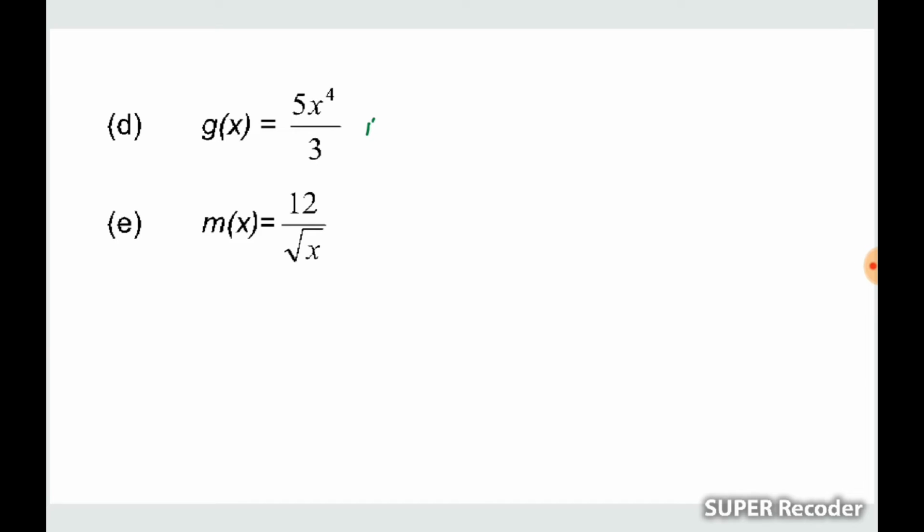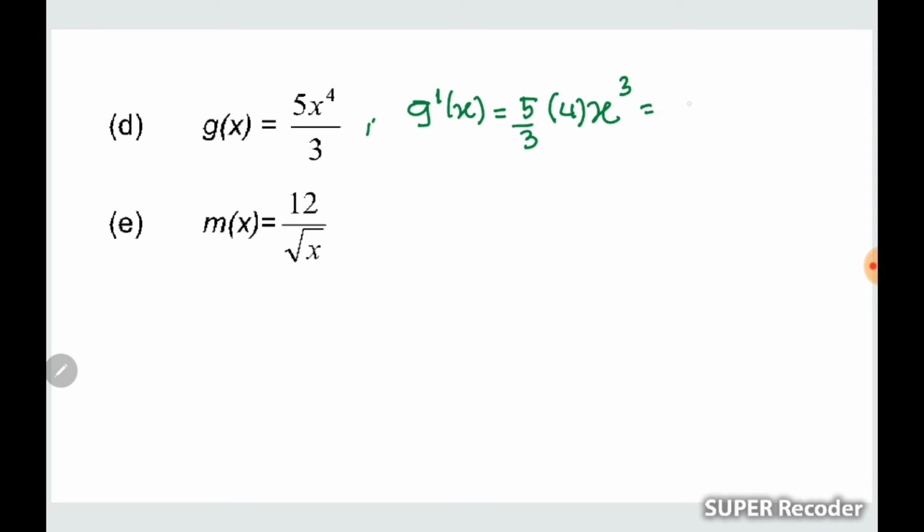D, given g(x) equals 5 over 3 x to the power of 4. So what is g prime x? g prime x equals 5 over 3, which is a constant, times x to the power of 4. You have to bring 4 in front, times x to the power of 4 minus 1, that is 3. So the answer is 20 over 3 x to the power of 3. Okay.